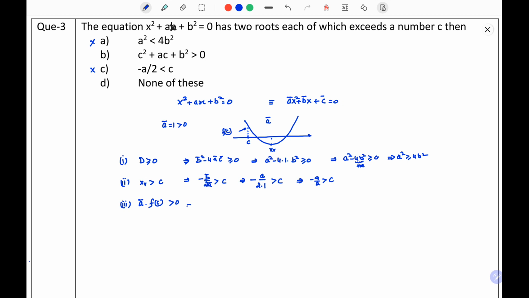In option 3, if we multiply a bar with f(c), a bar is 1 and the value of the function at x equal to c is c square plus ac plus b square, and it is greater than 0. This implies that c square plus ac plus b square is greater than 0, and it is true. So option B is the correct option.